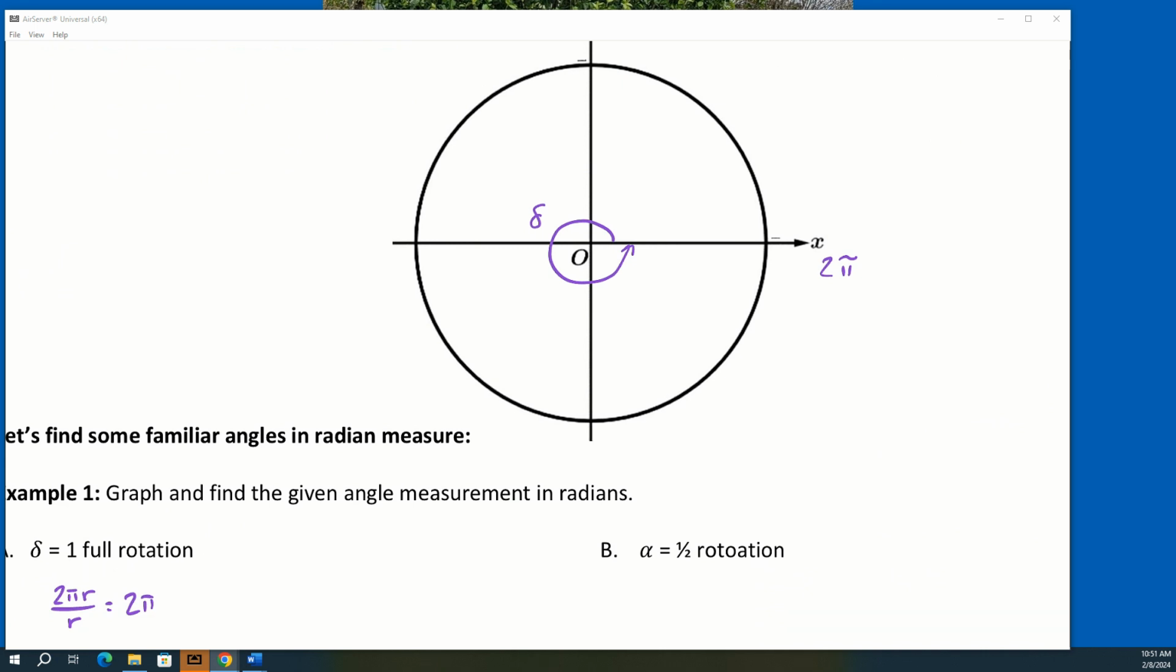Did you guys know that already? A full rotation was 2 pi? You might have learned that in Algebra 2. I hope you did, but it's okay. I'm going to pretend like you don't know anything from Algebra 2 about angles.